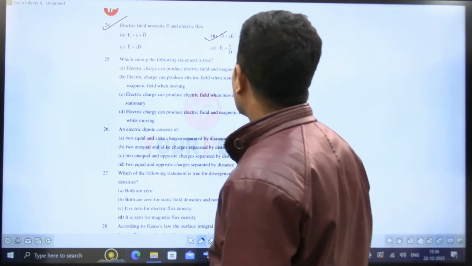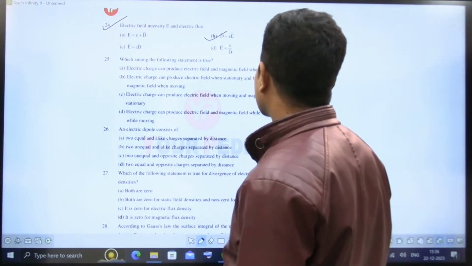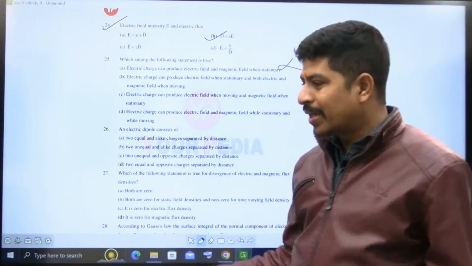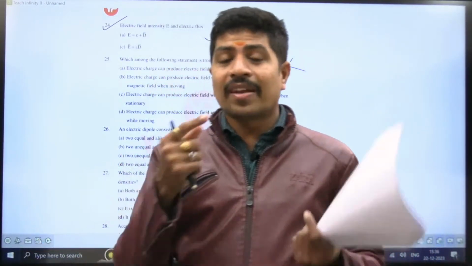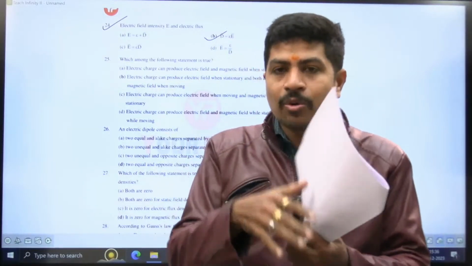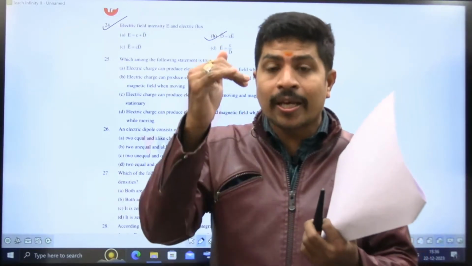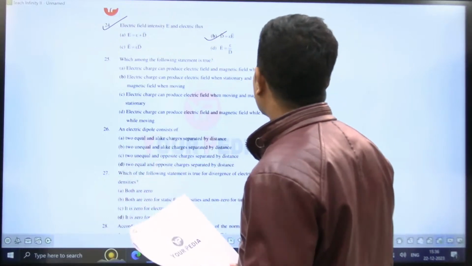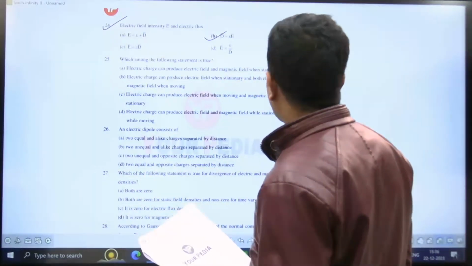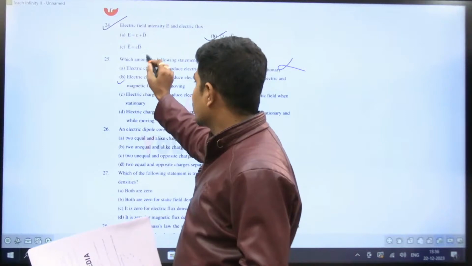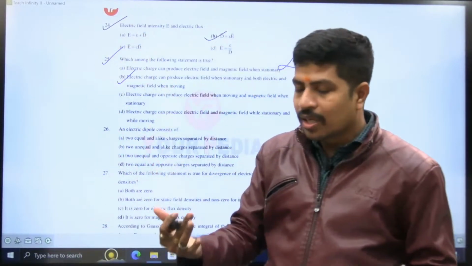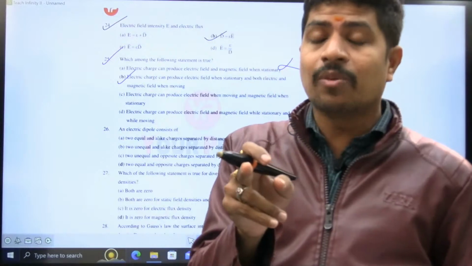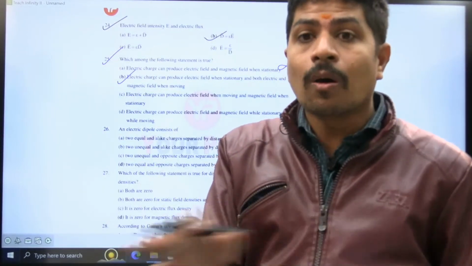25. Which of the following statements is true? Electric charge can produce electric field and a magnetic field when stationary. Now, let me give one direct statement: when an electric charge is stationary, it will produce only electric flux. When it is moving, it is able to produce magnetic flux. Option B: a moving charge will produce both electric field as well as magnetic field, but a stationary charge will produce only electric field but no magnetic field.